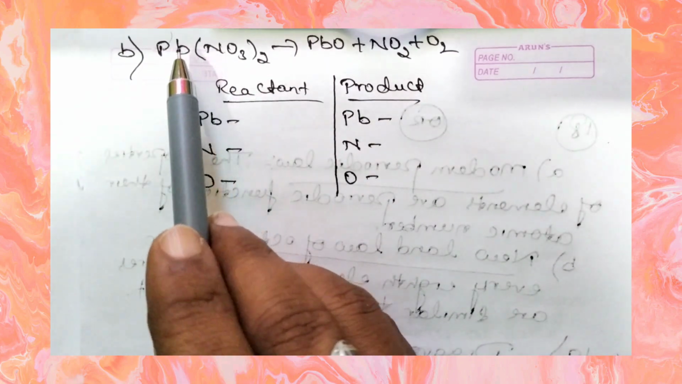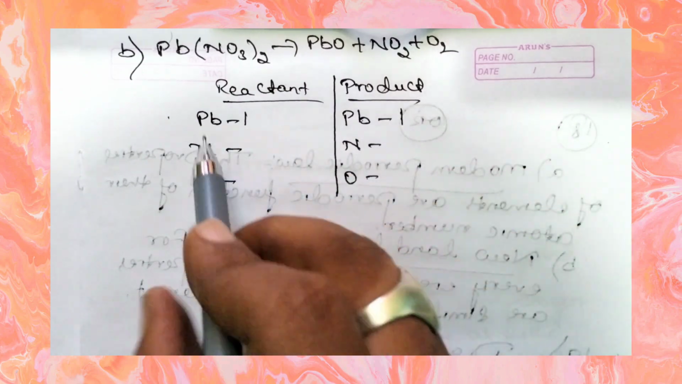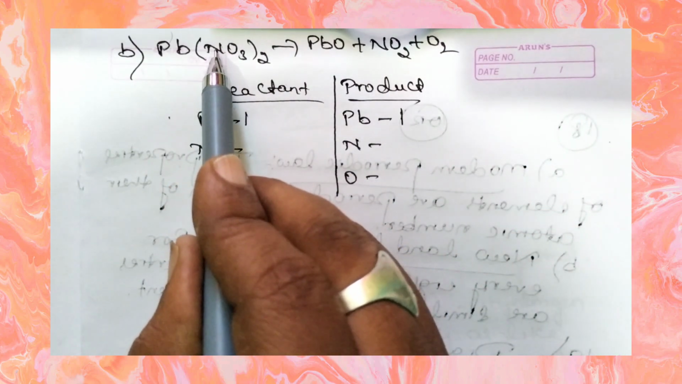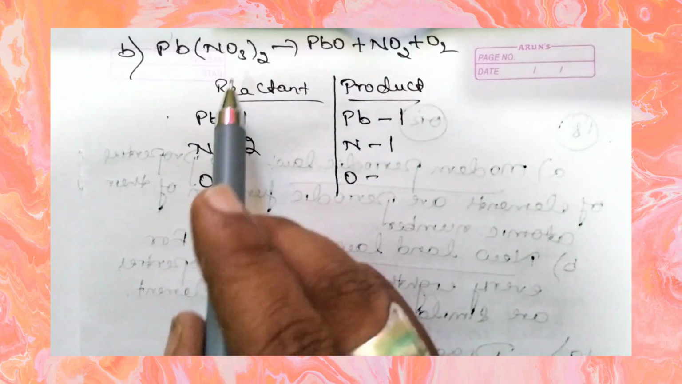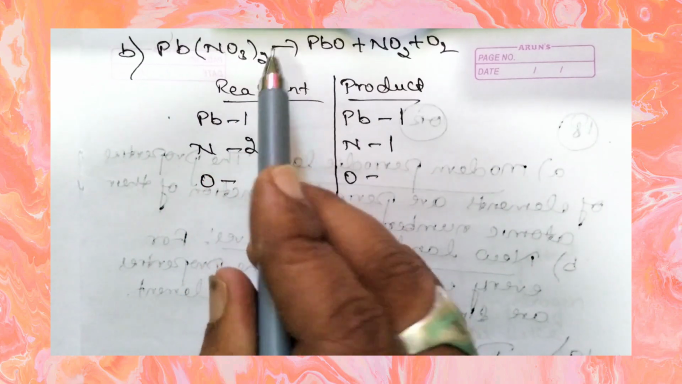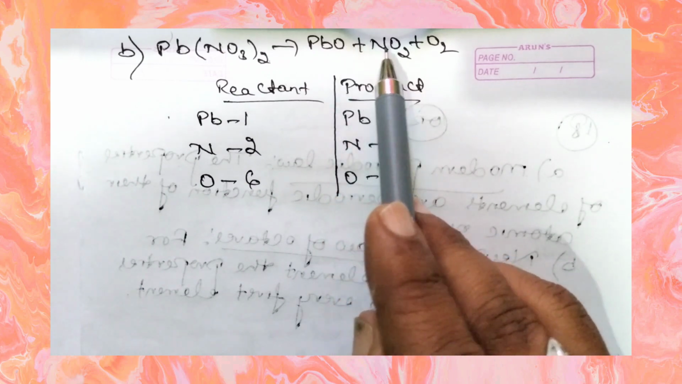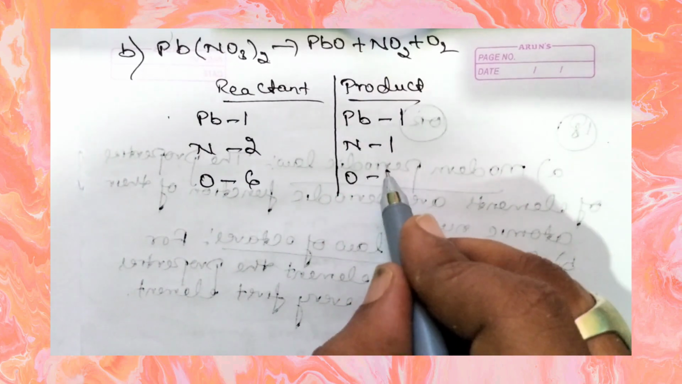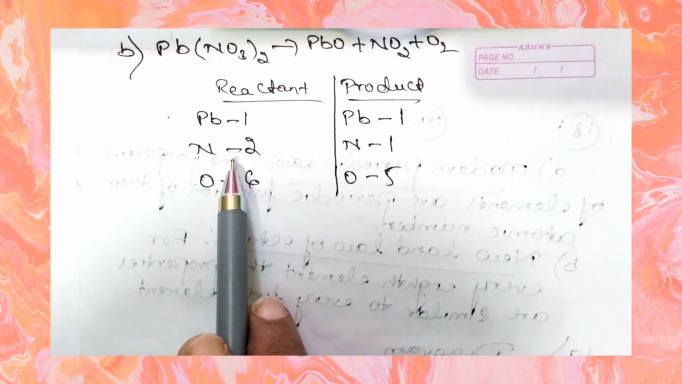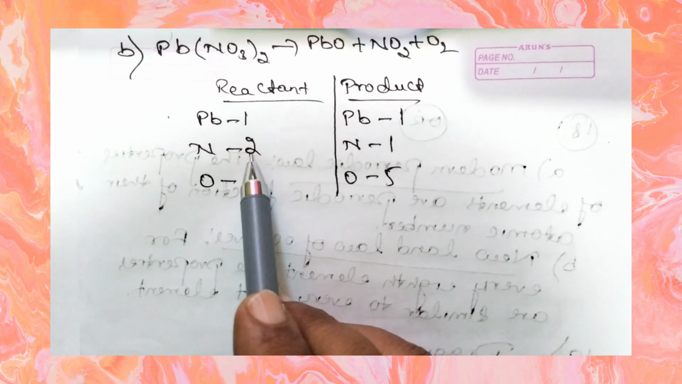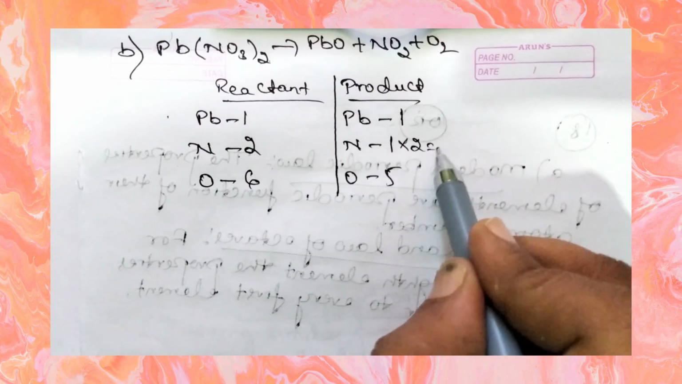So if you observe here, in the reactant side 1 Pb is there. In product also 1 Pb is there. In reactant side nitrogen 2, but in product side only 1. Then oxygen 3, 2 threes are 6 oxygen towards the reactant side. Then towards the product 1, 1 plus 2, 3, 3 plus 2, 5 is there. Now first Pb is balanced. Now you balance nitrogen. To balance nitrogen, in LHS 2 is there, but in RHS 1 is there. Multiply this by 2 to get 2.